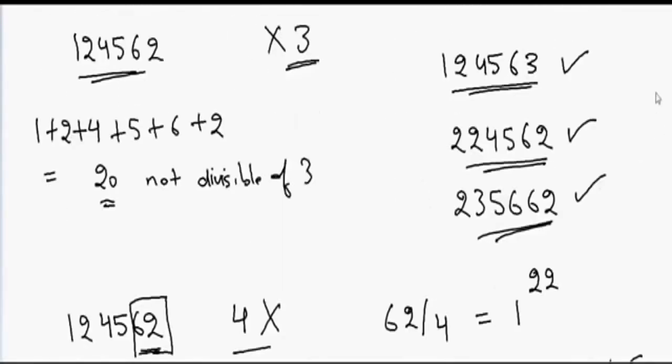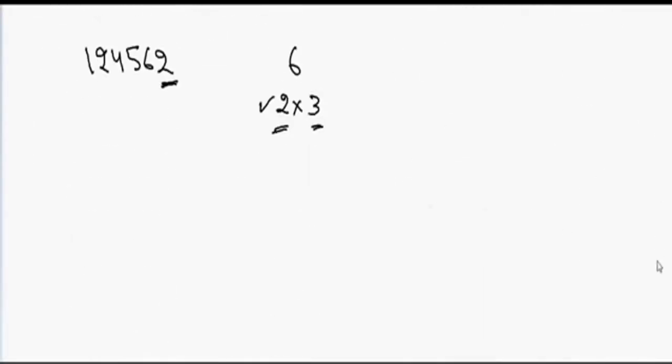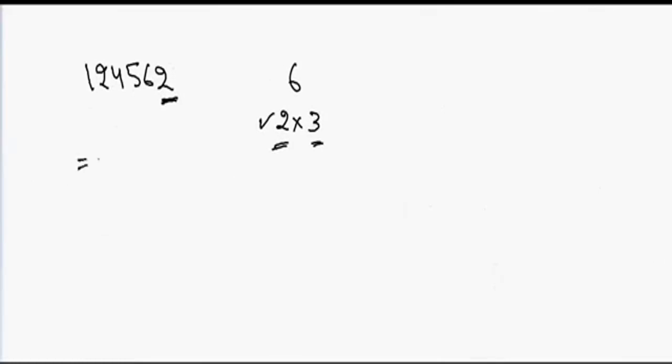But we did the test before and we found out that the sum, if I go back here, was 20. So if I add all these numbers together, 1 plus 2 plus 4 plus 5 plus 6 plus 2 was 20, and 20 is not a multiple of 3. So this is not divisible by 3. So that's why this number is not evenly divided by 6. But how can we modify this? We can modify this by adding one more number.